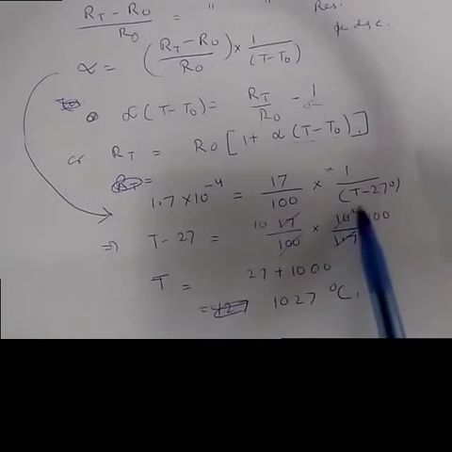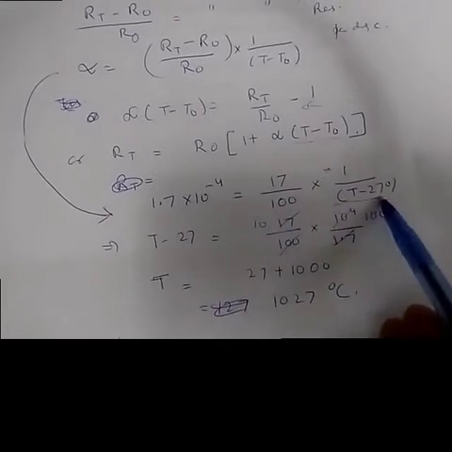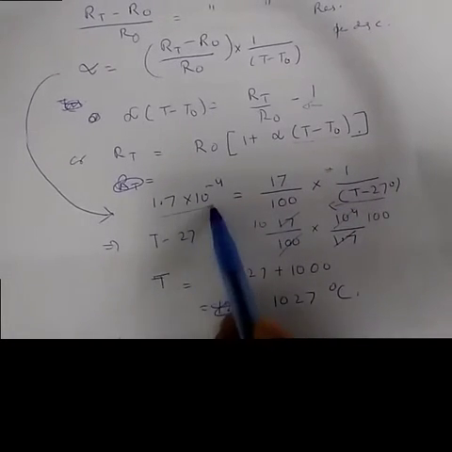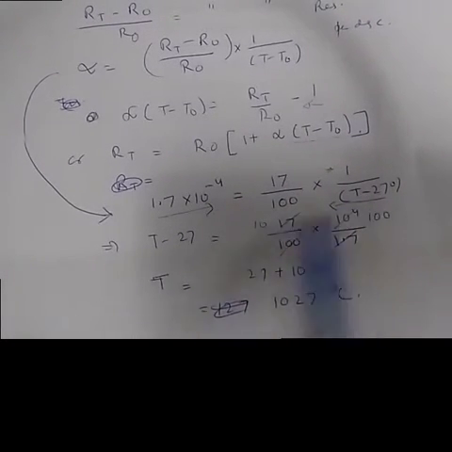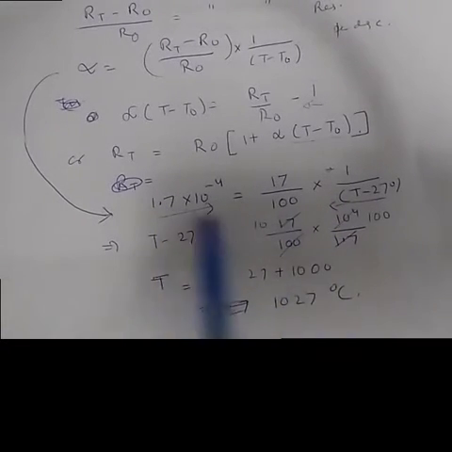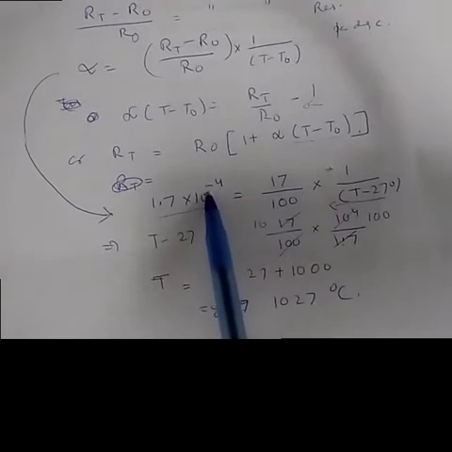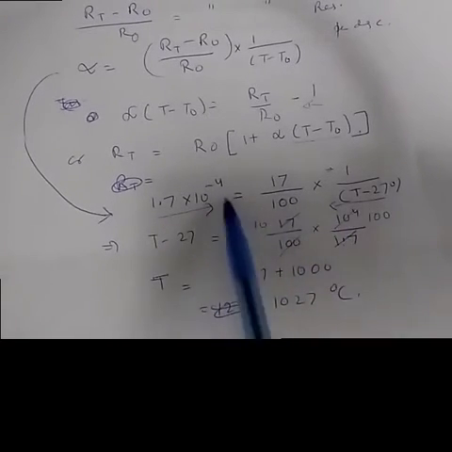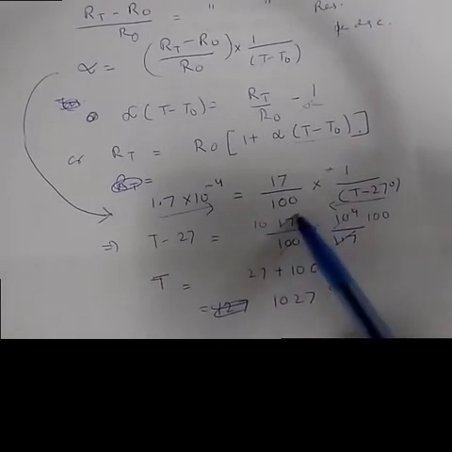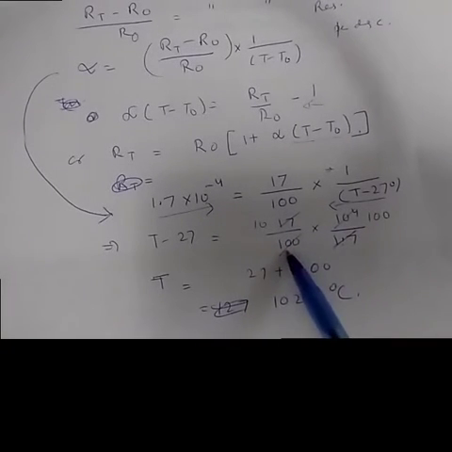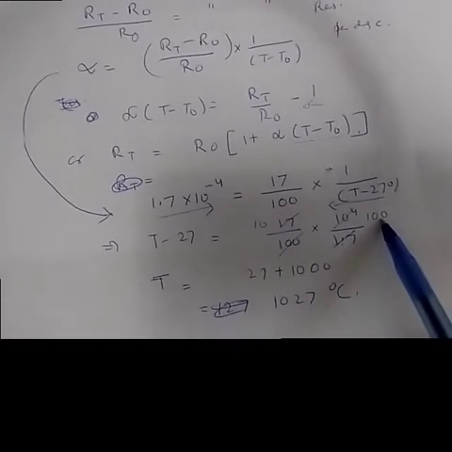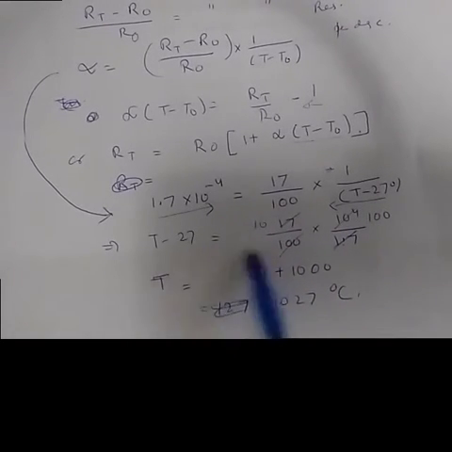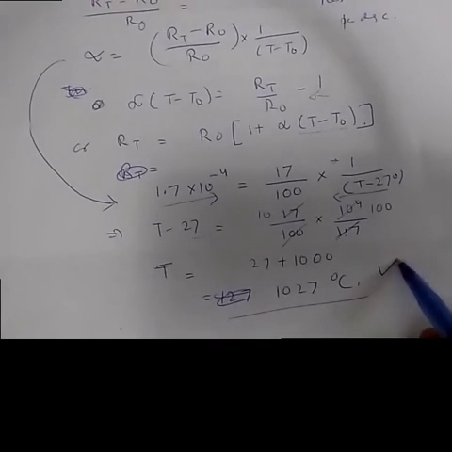So we take T minus 27 on this side of the equation, bring this thing here on the right hand side. We get T minus 27 is 17 by 100 divided by 1.7, and then 10 to the power minus 4 comes on the right hand side, it becomes 10 to the power plus 4. 17 divided by 1.7 is 10. 10 to the power 4 multiplied by 100 is 1000, plus 27. So the new temperature is 1027 degree centigrade.